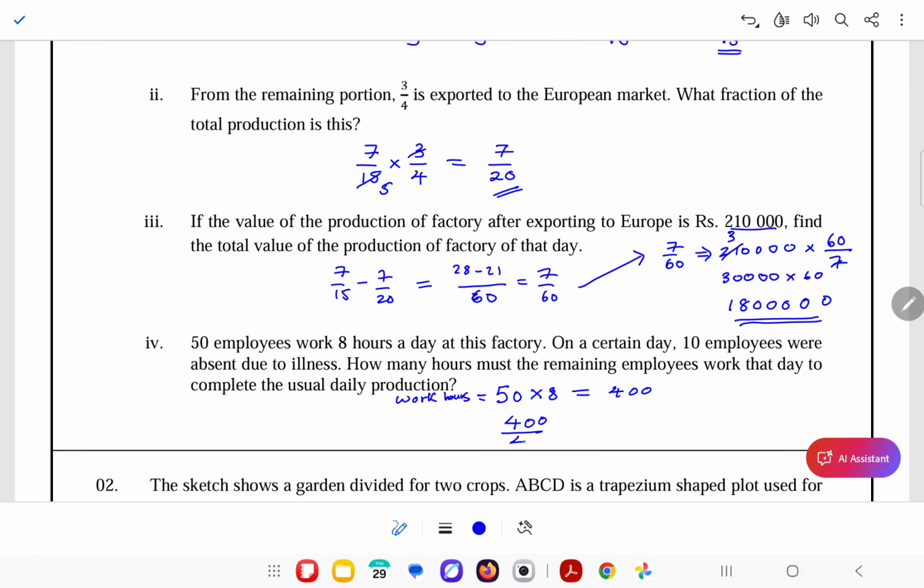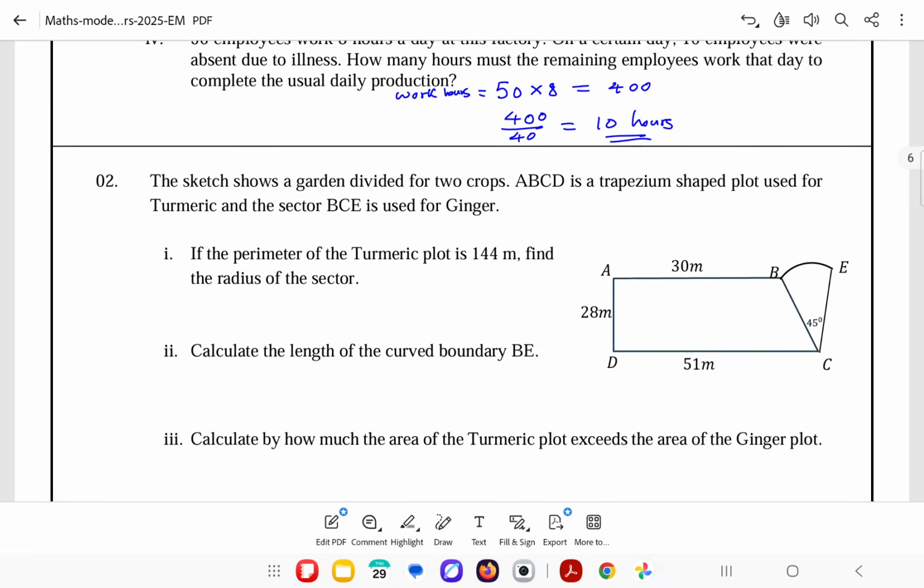Now 400 over 40. Only 40 employees are there, no? 10 are absent. So the rest of the employees have to work 400 over 40, 10 hours. So they will have to work 10 hours each to complete the same production. Right.